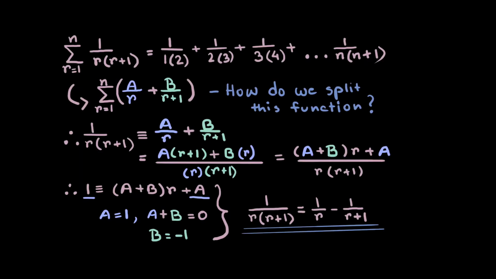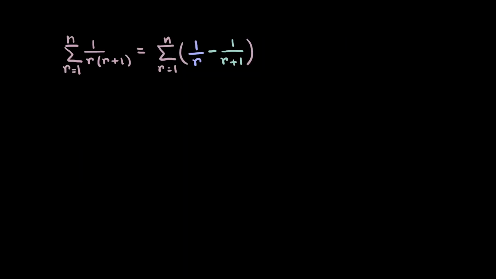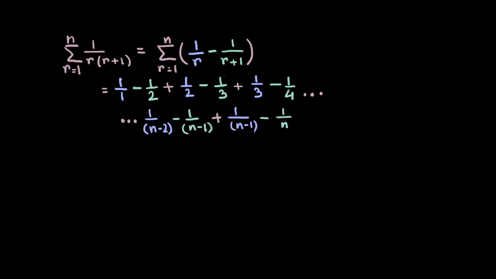Now we go back to trying to find the sum of the expression. Putting in values from the limits of 1 up till n. First, putting in r is equal to 1, we have 1 by 1 minus 1 by 2. Putting in r is equal to 2, we have 1 by 2 minus 1 by 3. And so we continue 1 by 3 minus 1 by 4 up until we put in r is equal to n, which gives us 1 by n minus 1 by n plus 1.